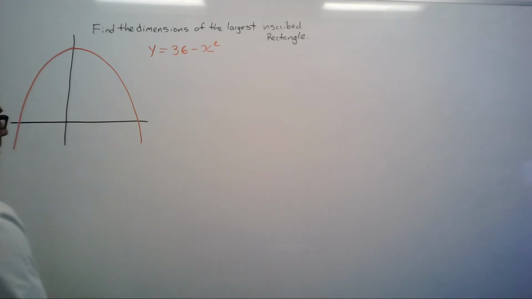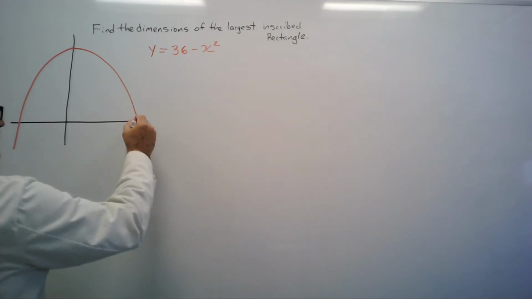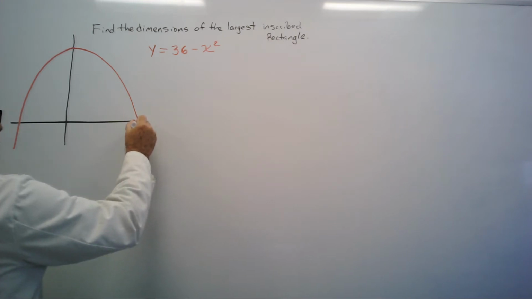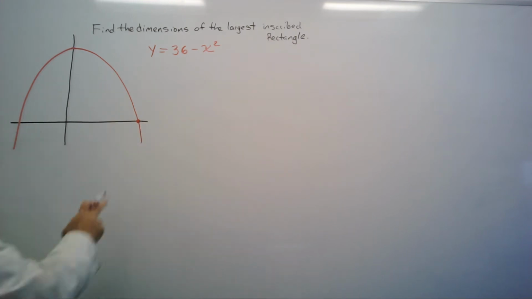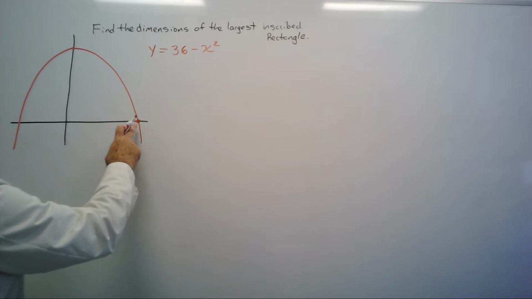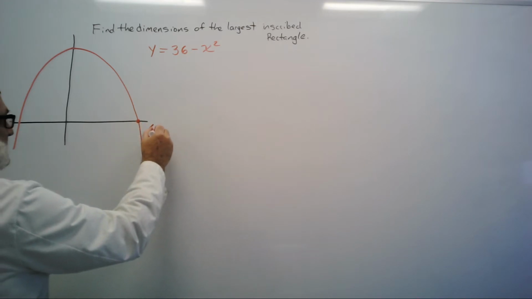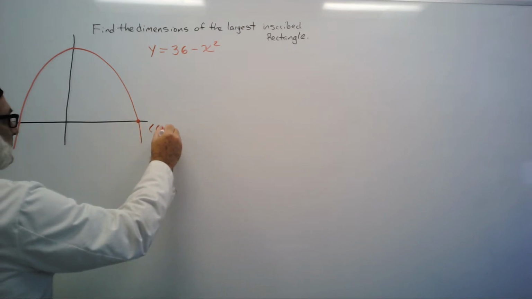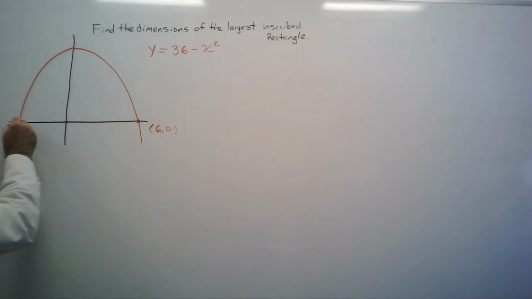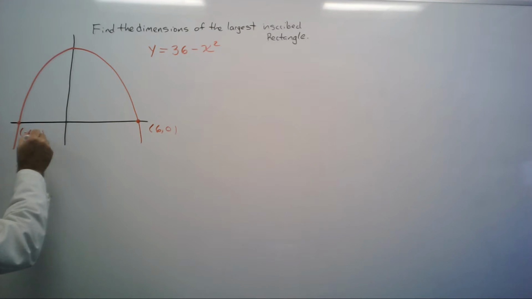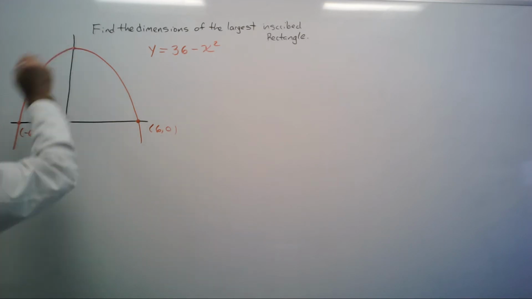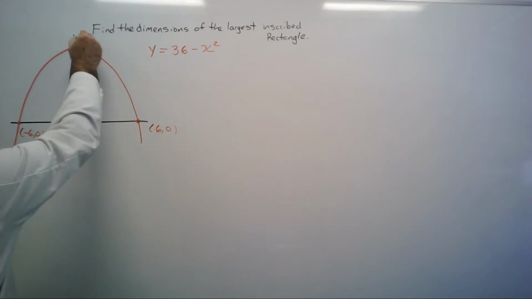How about to get started, first we make sure, convince yourself that the right edge of this curve is at (6, 0), and it has a similar point at (-6, 0), and the apex of the parabola is at (0, 36).